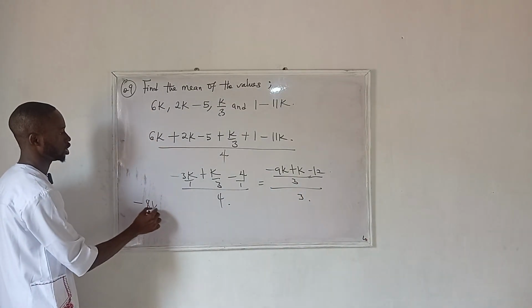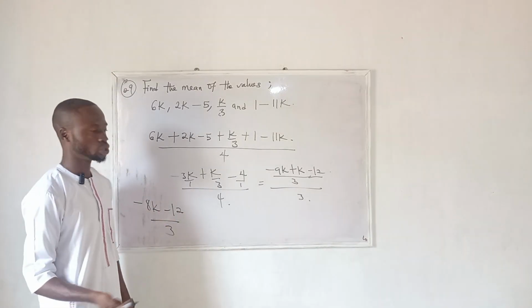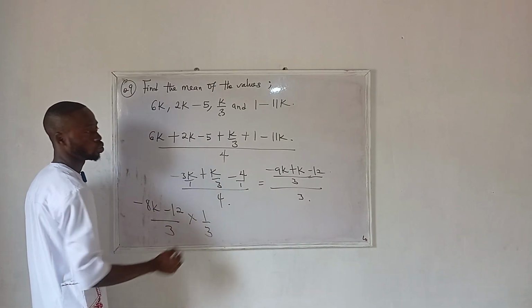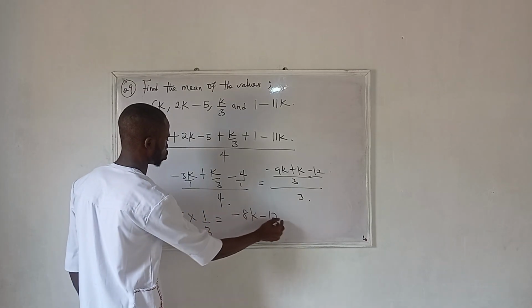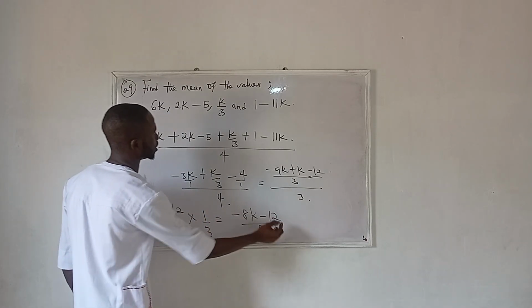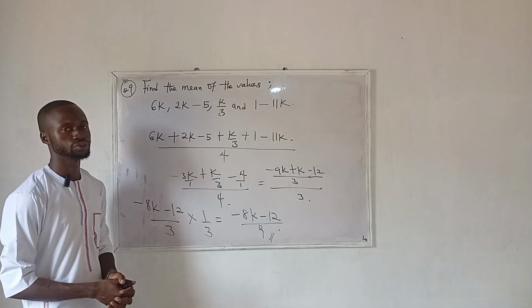We have minus 8k minus 12 over 3, divided by 3. So if I change it to multiplication, it will become 1 over 3. So we would have minus 8k minus 12 all over 9 as the mean of these particular values.